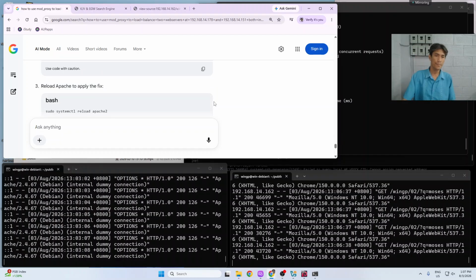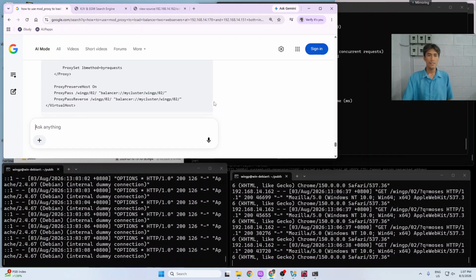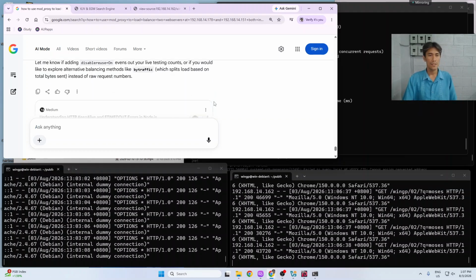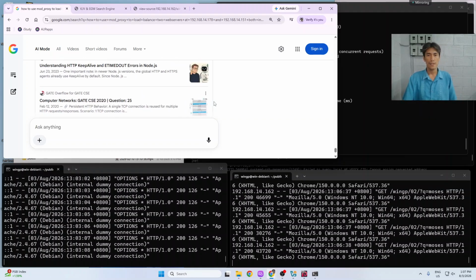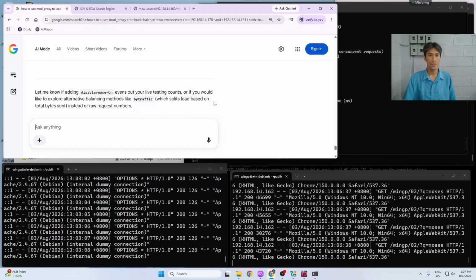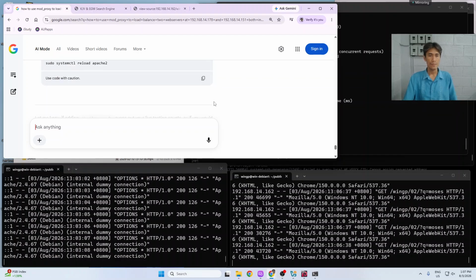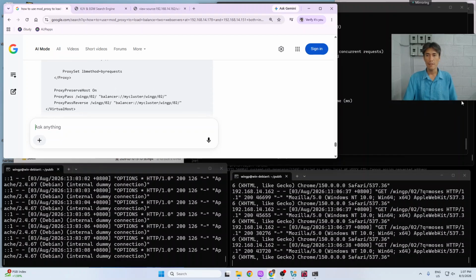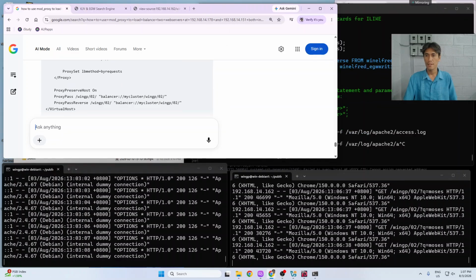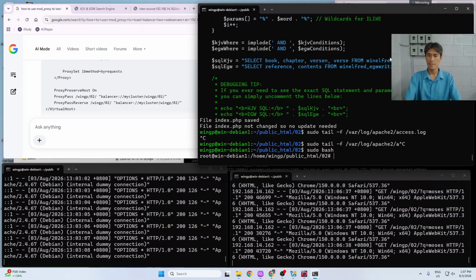Anyway, it's just the browser. Maybe the browser is trying to reuse the connection. Okay, we will now add this one to make it truly balanced. Okay.